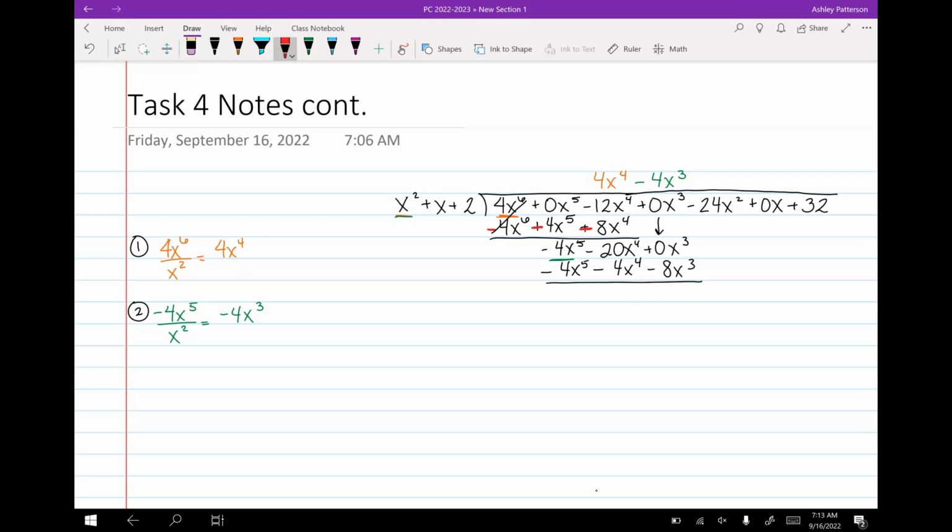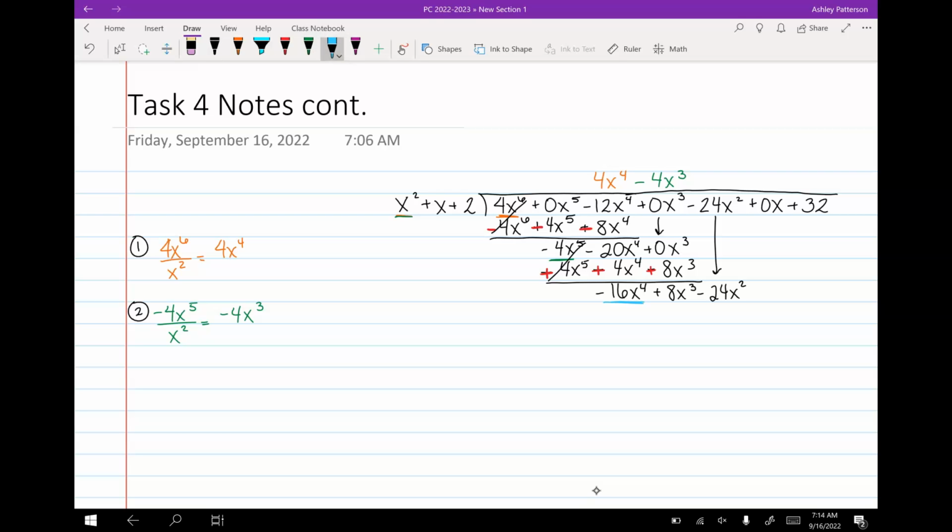All right, subtract, change the signs. The first terms will cancel. Negative 20x to the 4th plus 4x to the 4th gives us negative 16x to the 4th. We get plus 8x cubed out here, and then we bring down the negative 24x squared. All right, let's keep going, my friends.